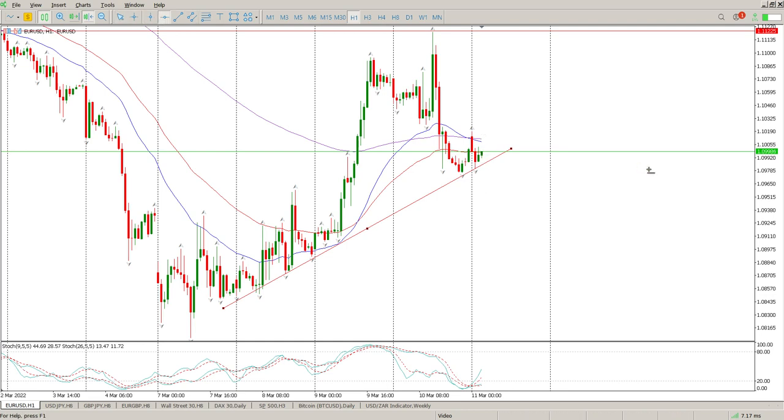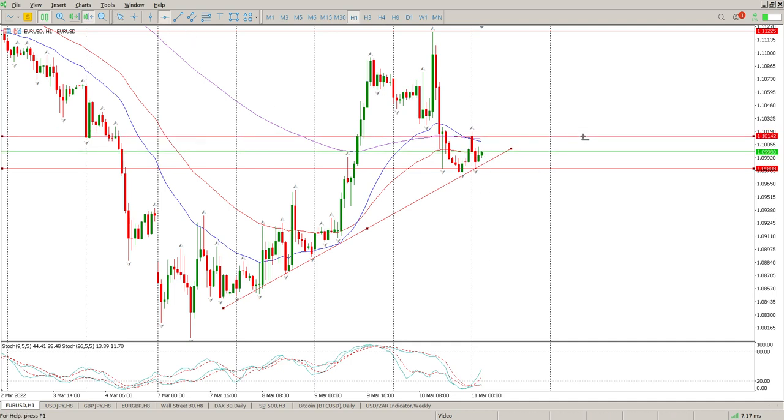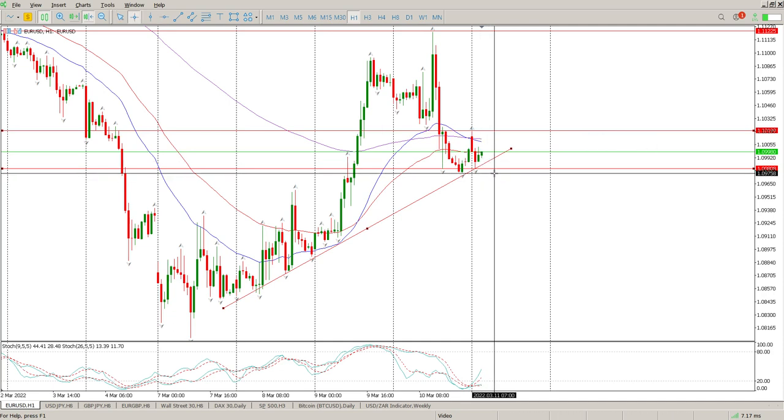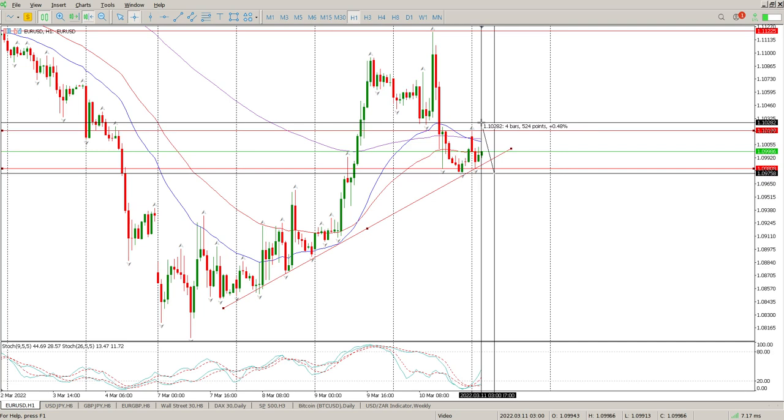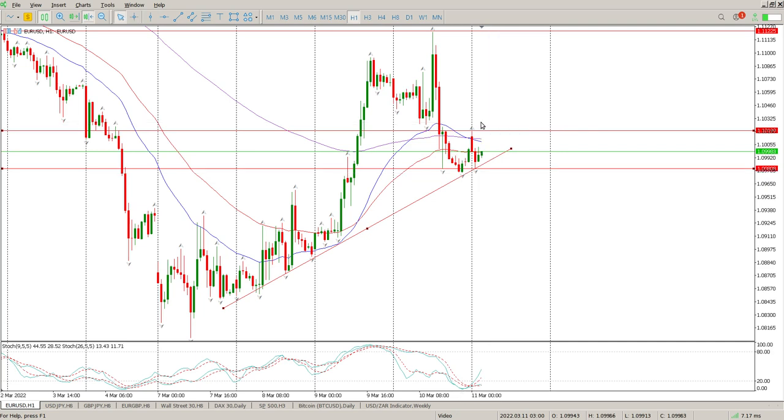We're looking for a break of this area here, 109,808. So we look for a break and retest of this area, and that should get us moving back to the downside. Your stop area is basically above the high of today, so kind of a range that you're playing in. It's a 524 point stop loss, so position size is going to be crucial.